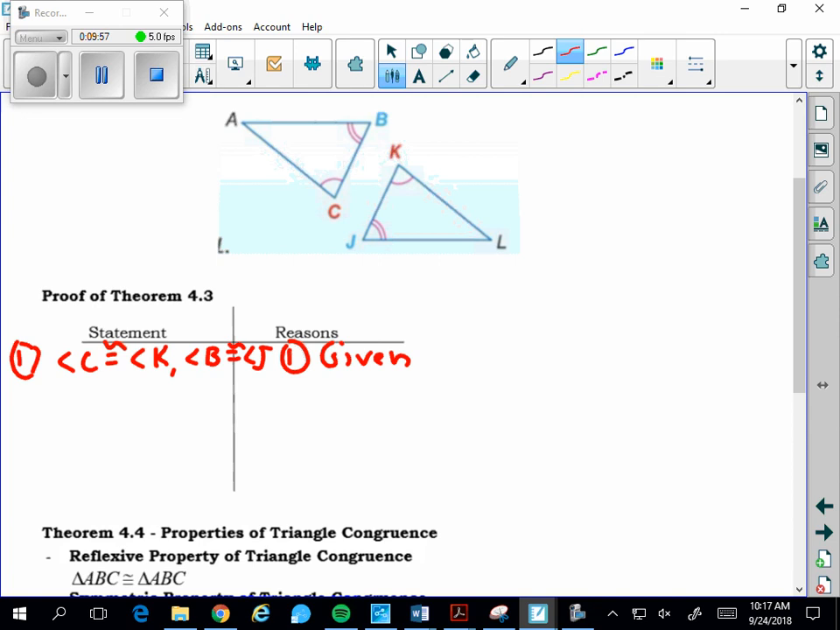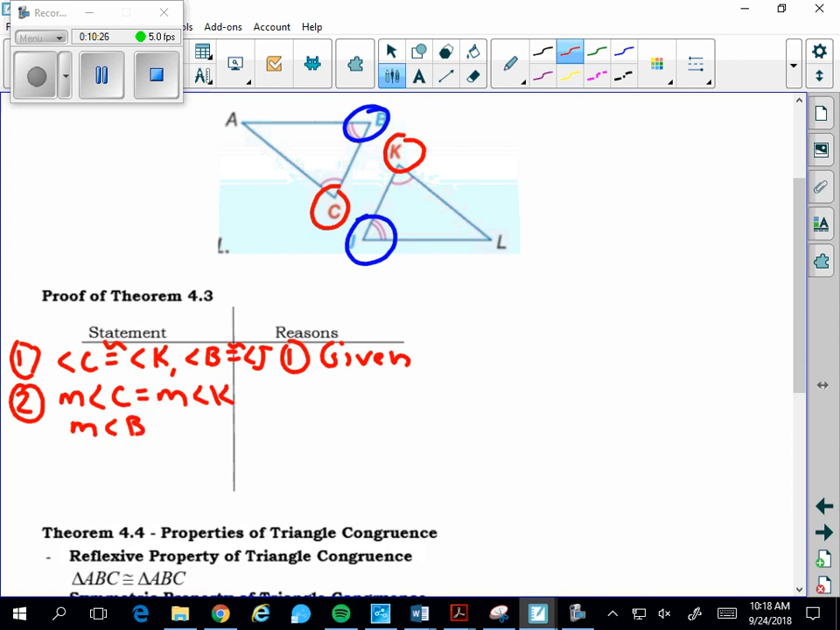The picture shows us that this angle is equal to this angle, and this angle is equal to this angle. I've said before I'm not going to be too picky, but sometimes, because this is talking about the angle itself, what I care about is the measure of the angle. So I'll go a step further and say the measure of angle C is equal to the measure of angle K, and the measure of angle B is equal to the measure of angle J. The reason for that is the definition of congruent angles, because saying two angles are congruent implies that their measures are the same, but sometimes they'll ask you to just come right out and say that.